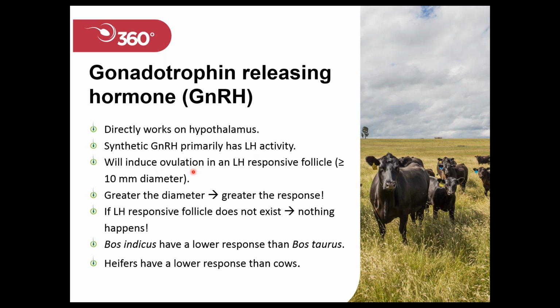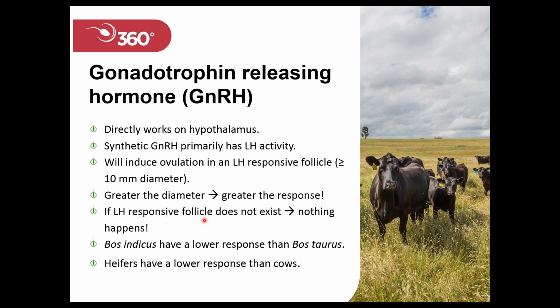Now, what we know about the use of GnRH is that it will induce ovulation in an LH responsive follicle. So to have an LH responsive follicle, we're looking at follicles usually greater than 10 millimeters in diameter. What we do know is that the greater the diameter of the follicle, we get a greater response. Now, this, of course, doesn't include cystic follicles.